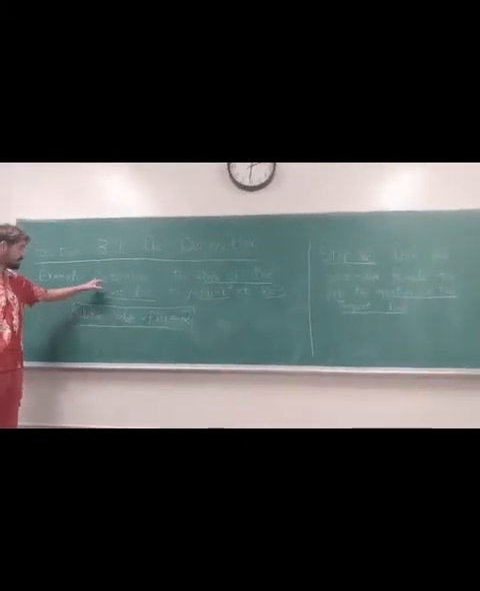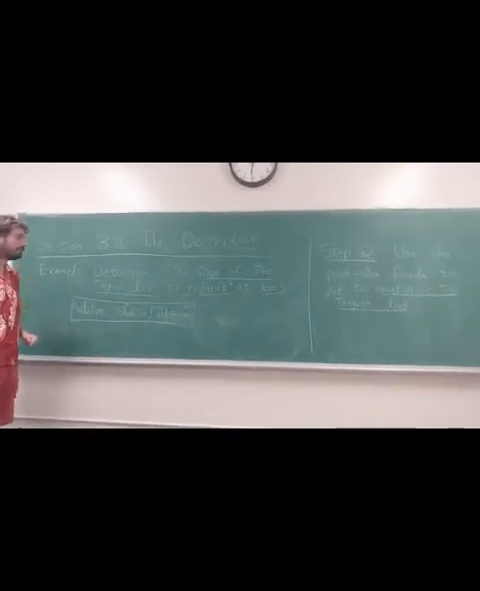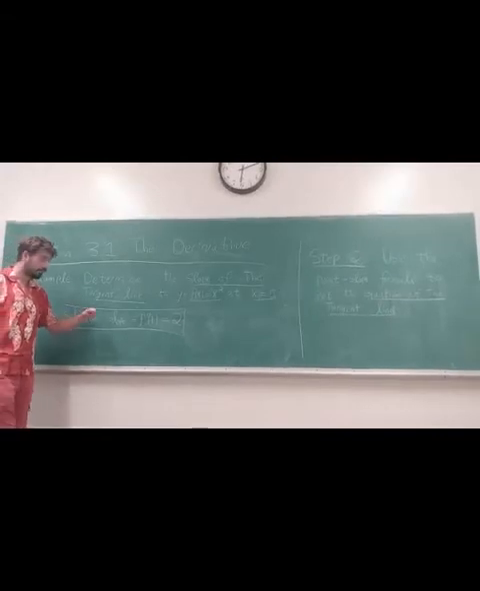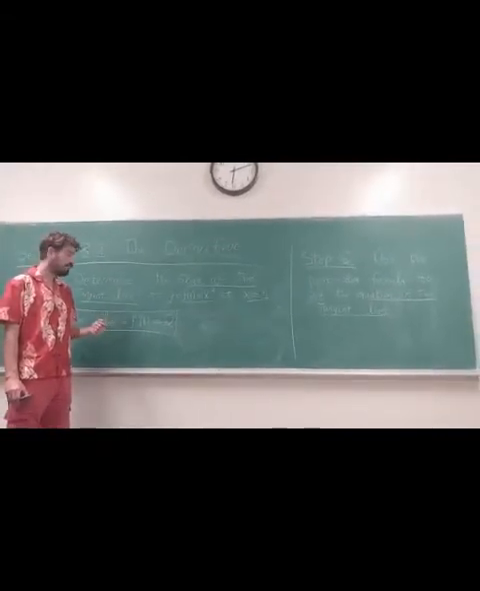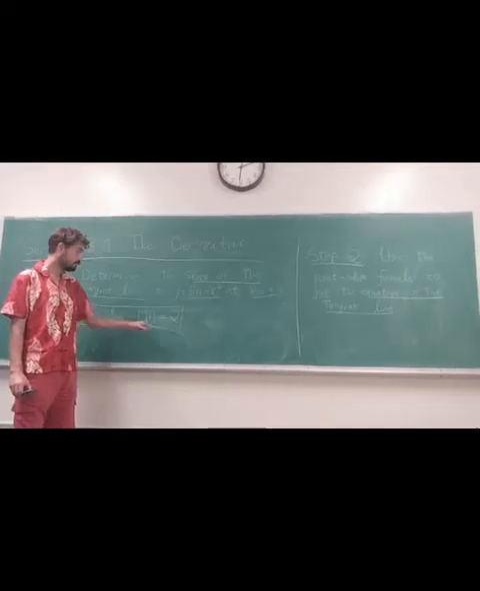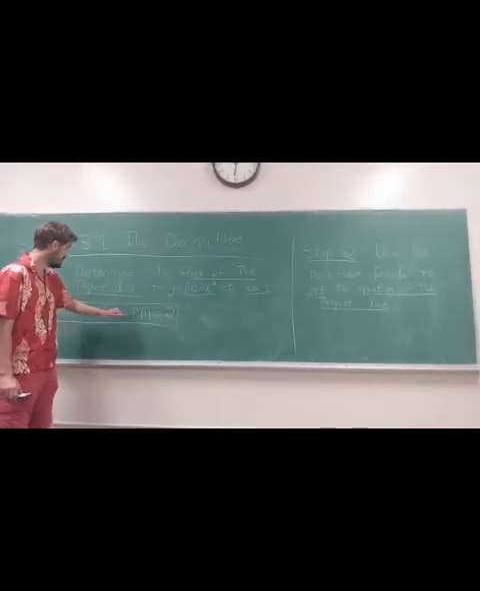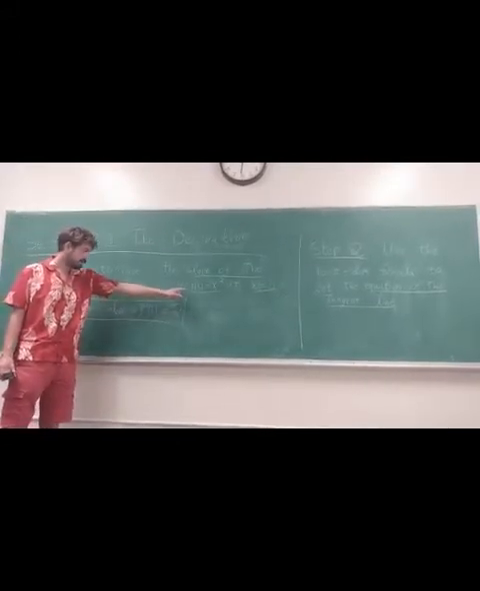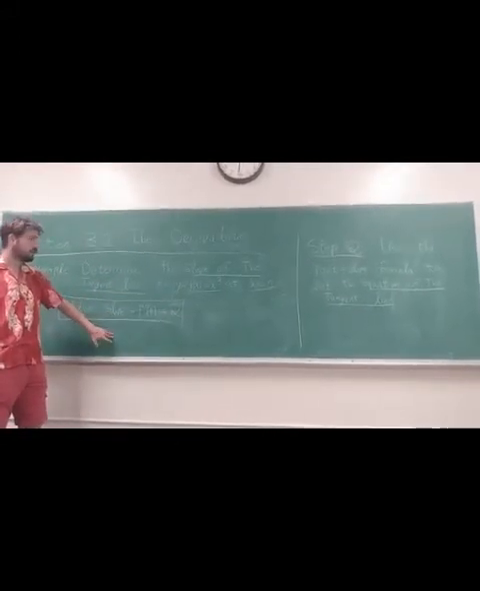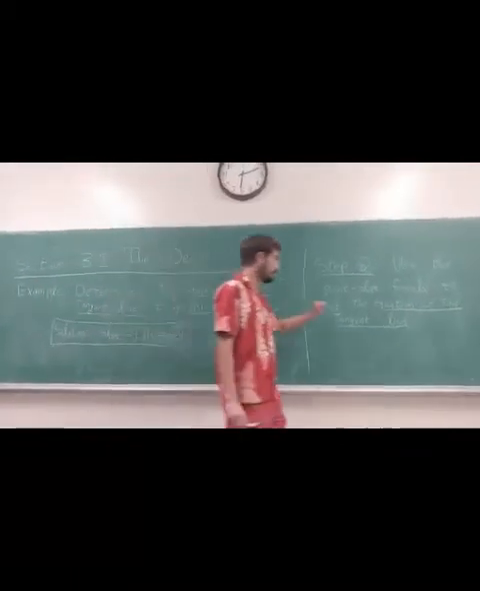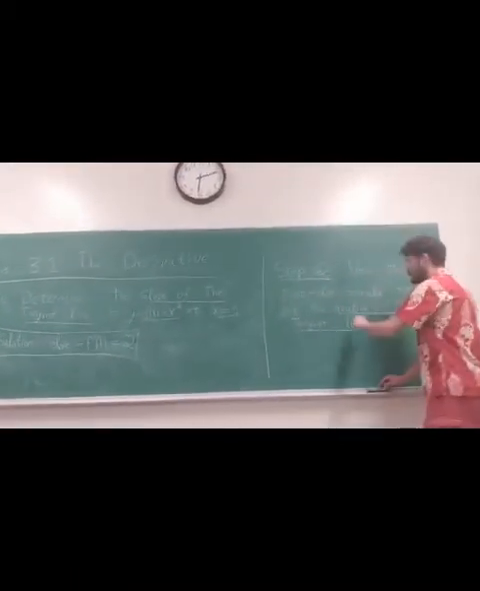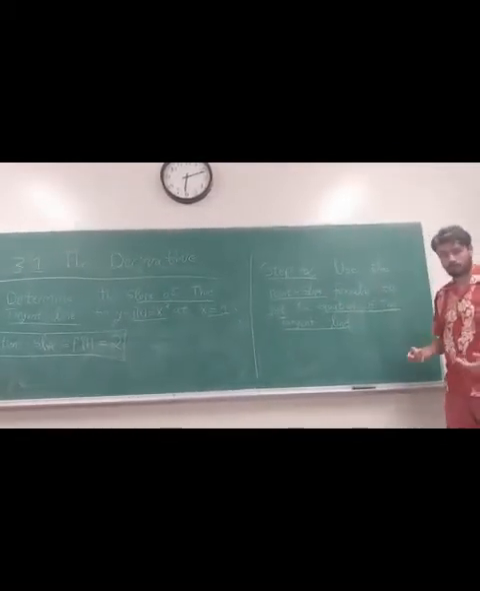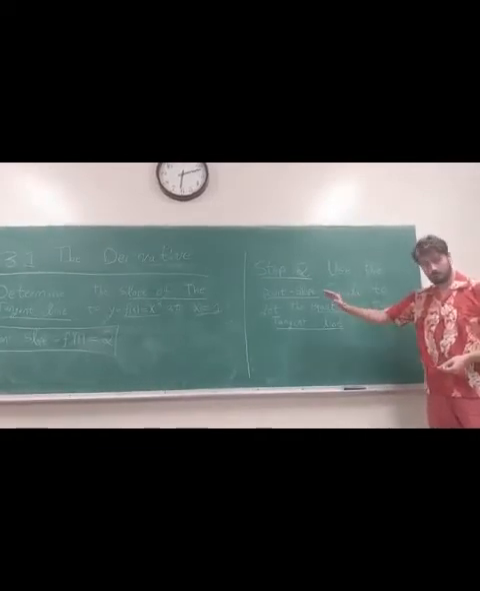Okay, so step one, we determined the slope of the tangent line to y is equal to f of x, which is x squared, at x equal to 1. We found the slope, which was f prime of 1. The limit as x goes to 1 of x squared minus 1 over x minus 1 was equal to 2. That is the slope of the tangent line to the function y is equal to f of x, or x squared, at x equal to 1. Now, the second step is to use the point slope formula to get the equation of the tangent line. Now, I haven't described the point slope formula in depth yet in class. I will do it for you now.